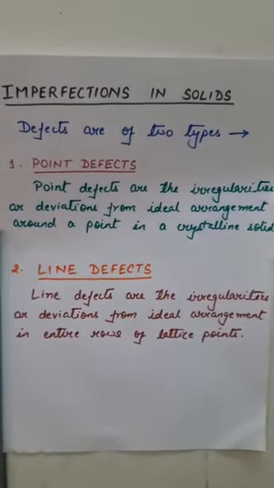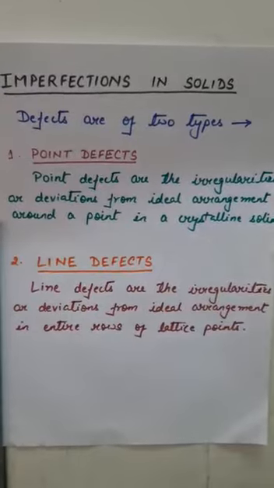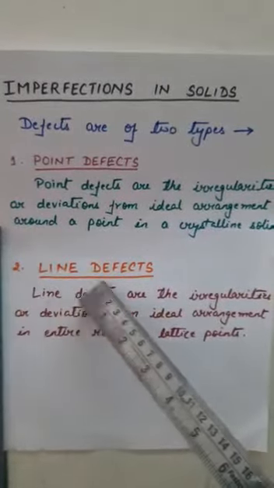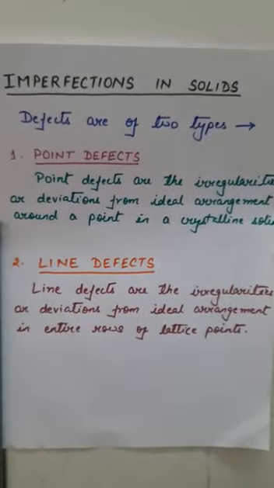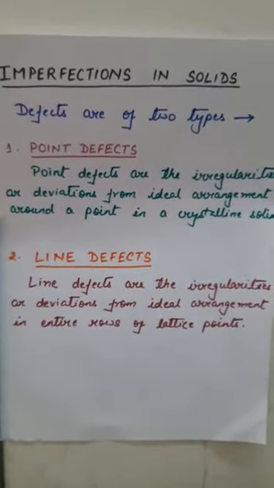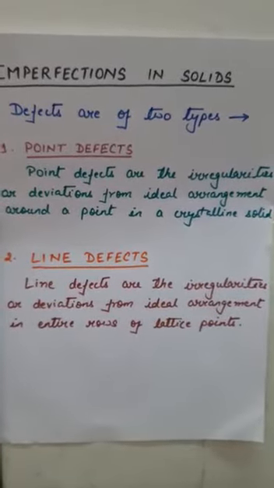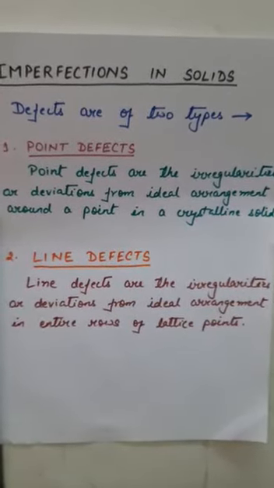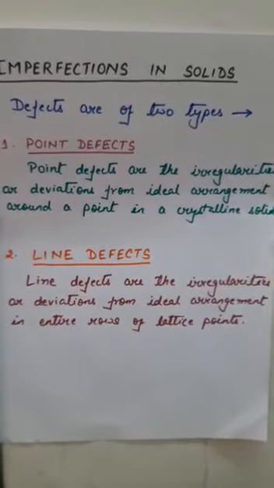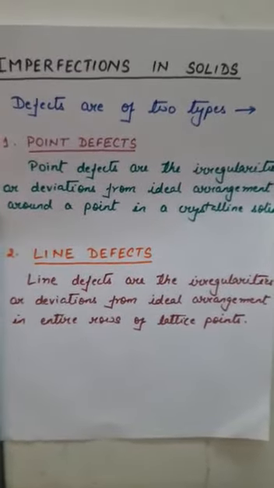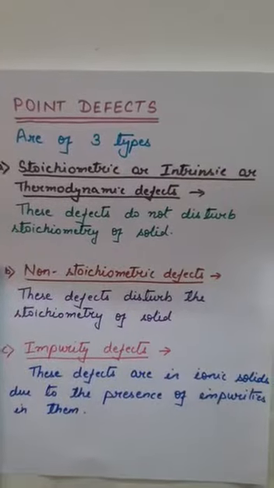Defects are mainly of two types. First, point defect, and second, line defect. In point defect, the imperfections or the irregularities is present in a particular point, whereas in line defect, the irregularities are present in the entire row. It means the entire row can be missing from the crystal lattice.